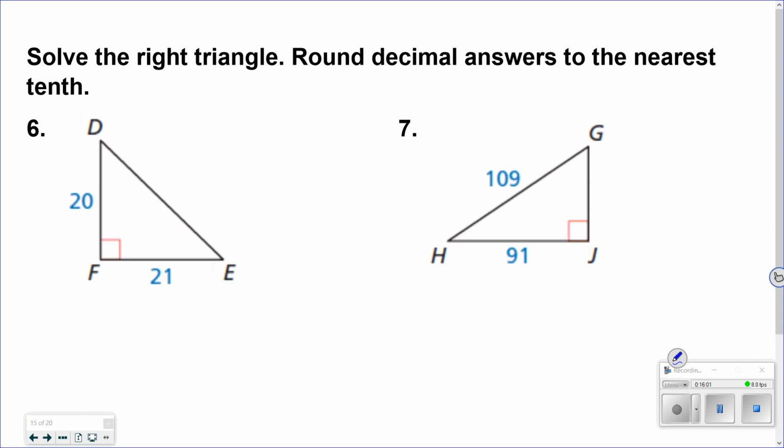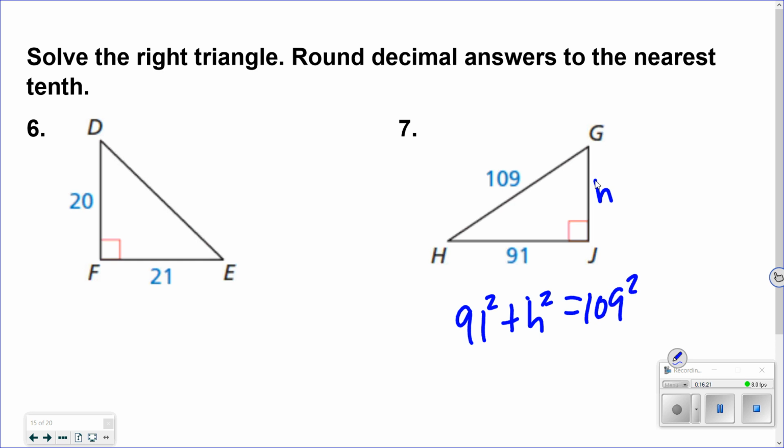Okay, so on this one, number 6, again, I have two sides. I'm trying to find the third side. Let's actually do 7 instead. I still have two sides. I'm trying to find the third side. So I'm going to start out by finding out what this side, we'll call it side H over here is. So let's go 91 squared plus H squared equals 109 squared.